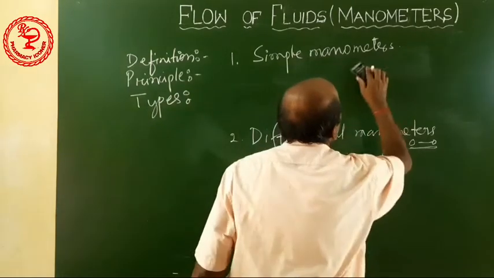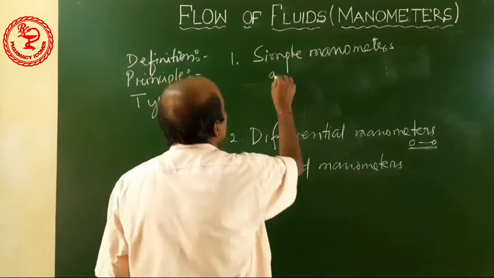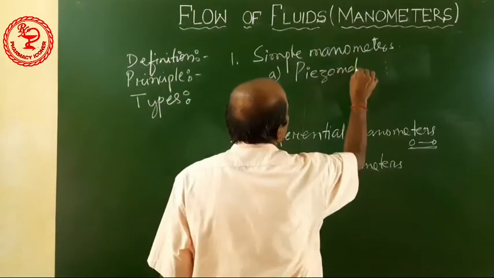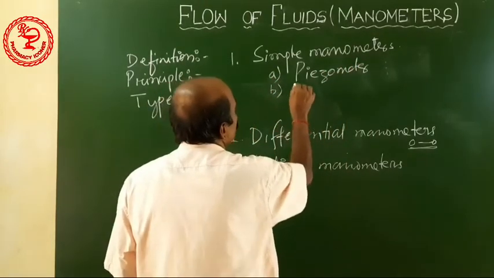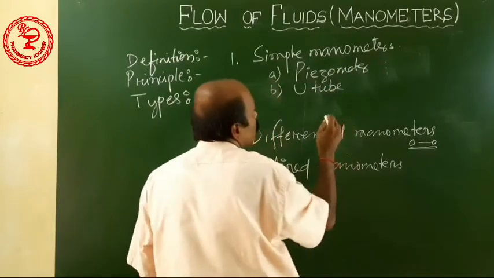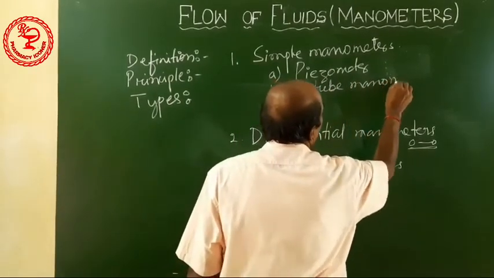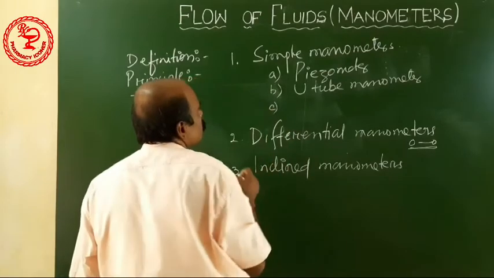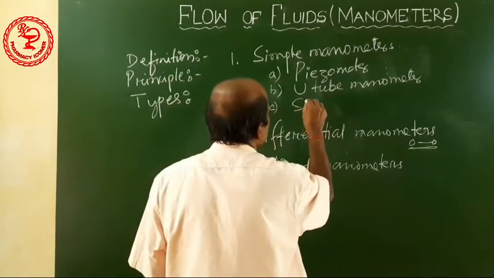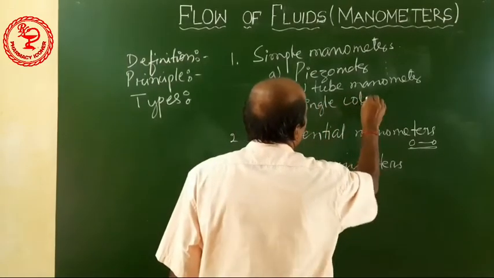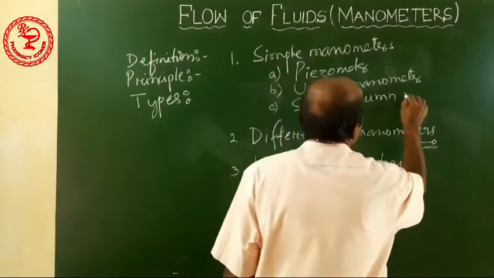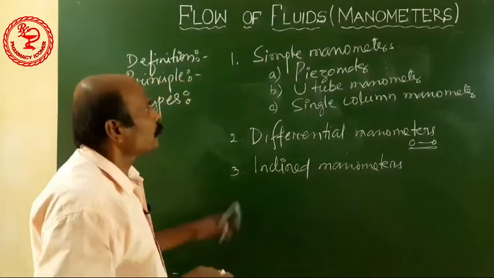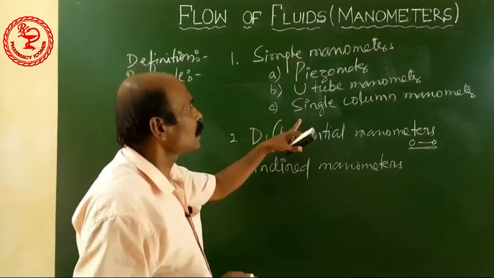Now, simple manometers are also of different types: A, piezometer; B, U-tube manometer; C, single column manometer. Piezometer, U-tube manometer, single column manometer.